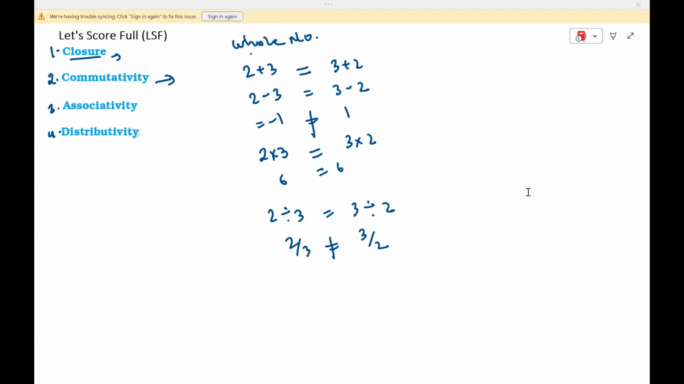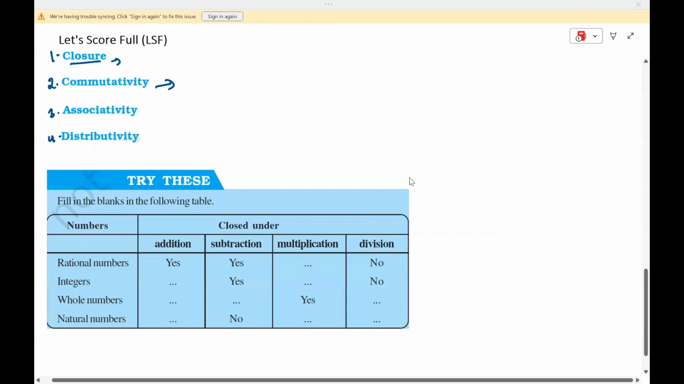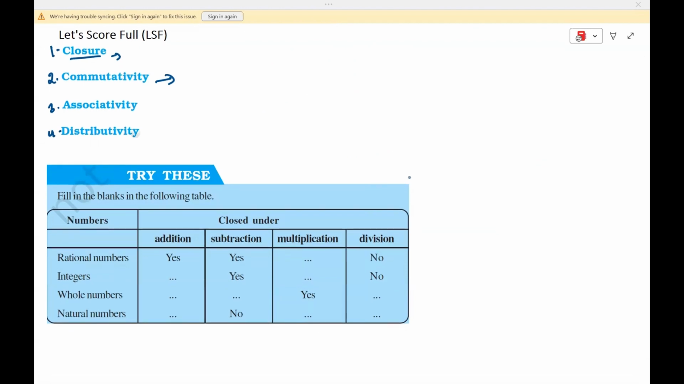We have studied two properties. Let's do an exercise based on this from the NCERT book. Look at this table. We have studied the closure property. Here, I'm studying the closure property for different types of numbers. So first, rational numbers. If I add two rational numbers, do I get a rational number? Yes. So rational numbers are closed under addition.